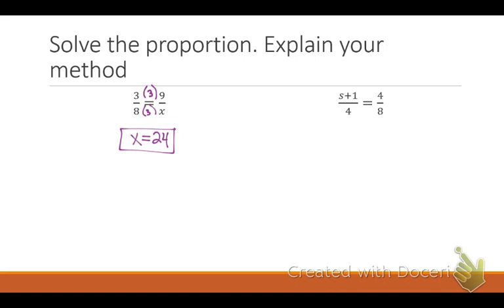Now, on the second one, I definitely would do cross products because of the distributive property. 8 times s plus 1 equals 4 times 4. You see what I did there? I did my cross products, but I can't add s plus 1 together. They're not like terms. So I must distribute the 8. Don't forget to fully distribute the 8.